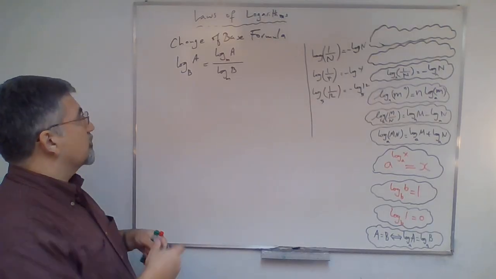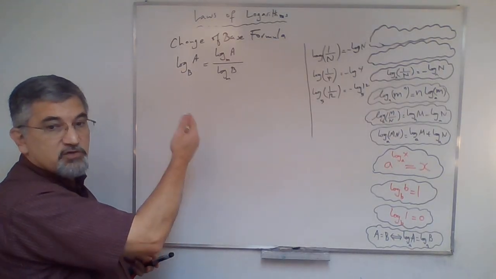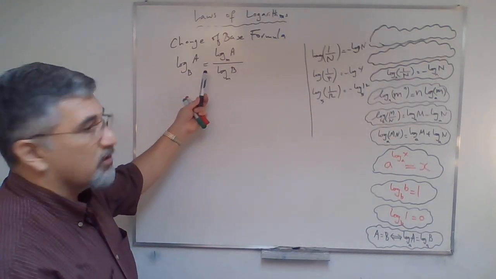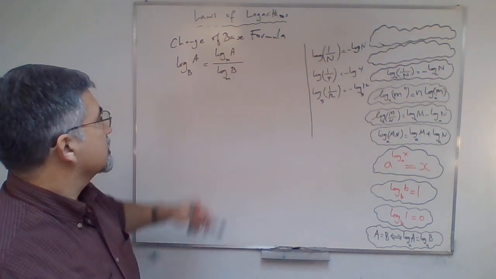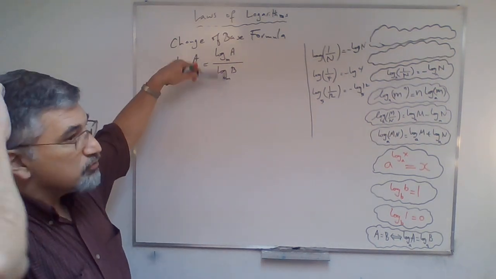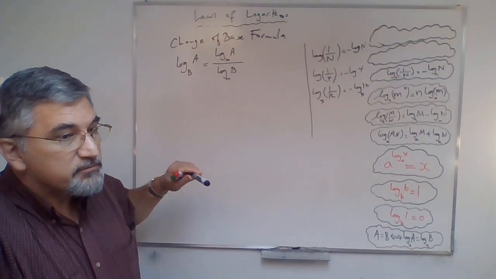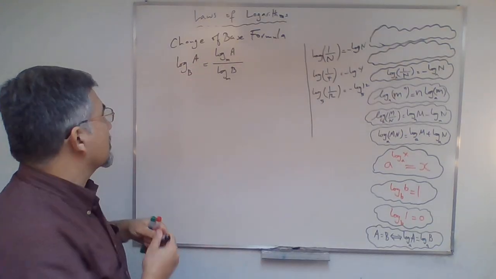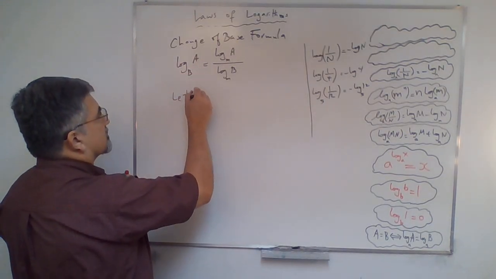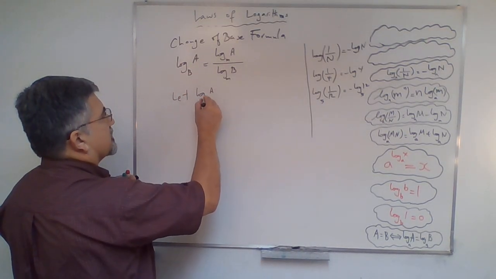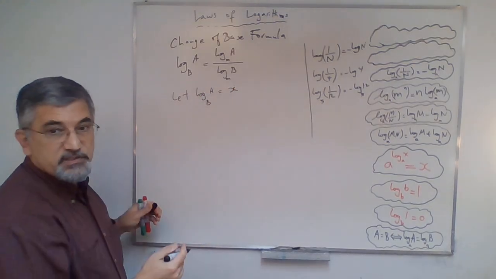I want to show you what log of a to the base b is equal to, and we are going to show that it's equal to the quotient of the two logarithms, with any arbitrary base, I called it m. So I'm going to say let log of a base b equal x, for example.